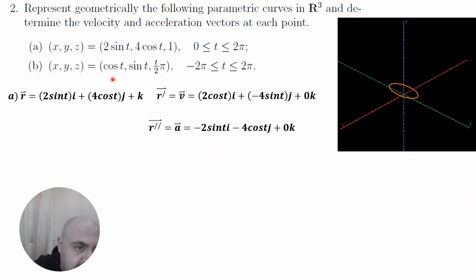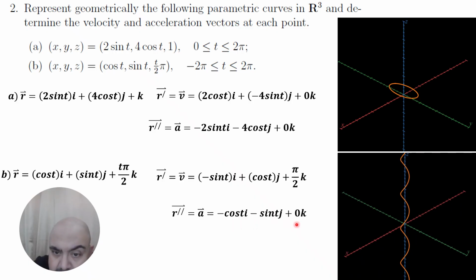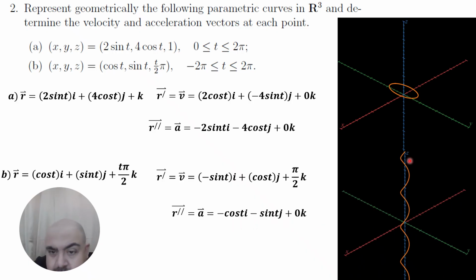If I move further to this equation, which is cosine t, sine t, t over 2 pi, it's going to be a spiral, but in 3 dimensions. Once more, this is r. If I want to get r dash, all I have to do is to just get the derivative of the 3 components in x, y, and z. If I want to get the acceleration, I will do a second derivative for all the components once more. So it's going to come up to negative cosine t in the direction of i, minus sine t in j, and 0 in k. And that's the shape that we are talking about. It's a spiral in 3 dimensions.